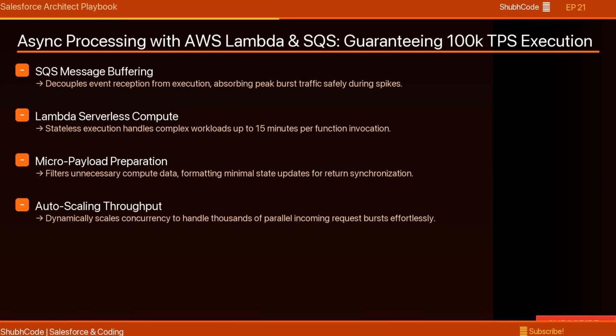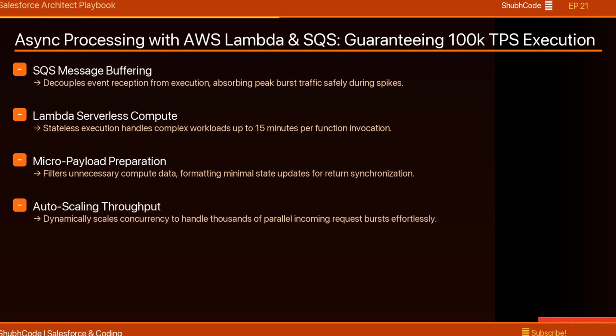Once the event lands in AWS, we route it into an Amazon Simple Queue Service queue before triggering our AWS Lambda function. SQS acts as a crucial buffer, smoothing out massive traffic spikes from Salesforce and preventing downstream target APIs from getting overwhelmed. The Lambda function executes the heavy compute logic inside a stateless isolated container with up to 15 minutes of CPU execution time. Once the calculation completes, Lambda prepares a micropayload containing only the critical status update and final calculation metrics needed back in Salesforce.